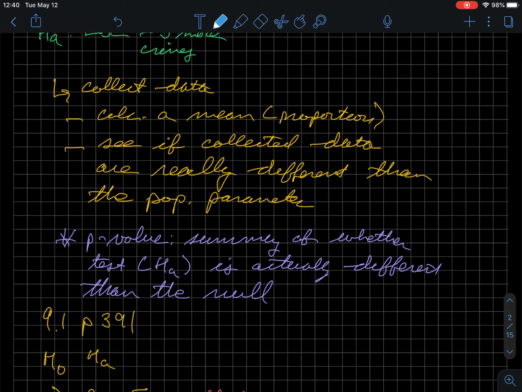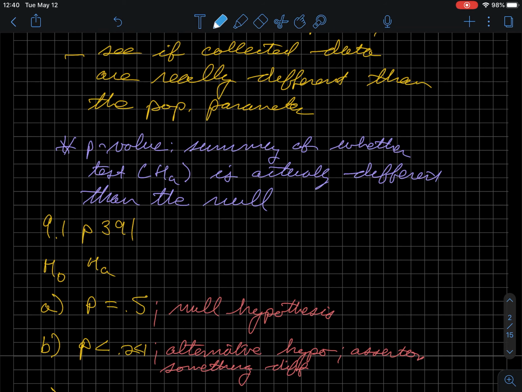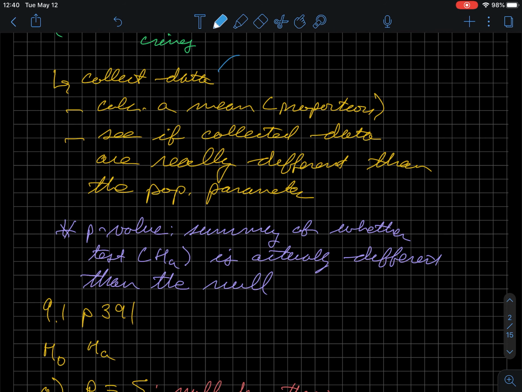So the way that we usually do this is to collect data in a survey. We calculate a mean or proportion, depending on what we're doing. And then we see if the collected data are actually different than a population parameter. And the way that we determine this is through a p-value, which is a probability summary of whether the alternative hypothesis is actually different than the null.